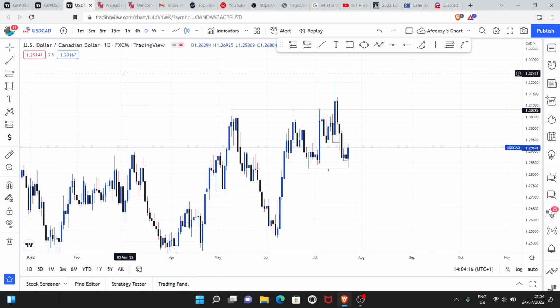I'll be following this USD CAD trade for the swing opportunity. I want to see how it plays out. This is looking very clear, so I'd like to hop in this sell opportunity. Let's see how many pips we might get from it.